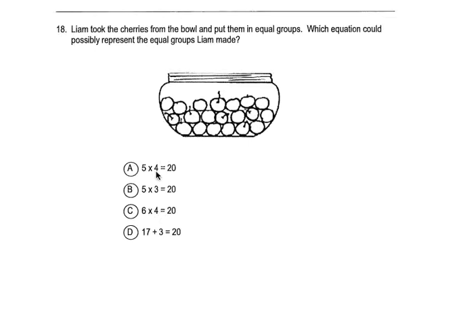A, 5 times 4 equals 20. B, 5 times 3 equals 20. C, 6 times 4 equals 20. D, 17 plus 3 equals 20. Which equation could possibly represent the equal groups that Lamb made? Choose your best answer.